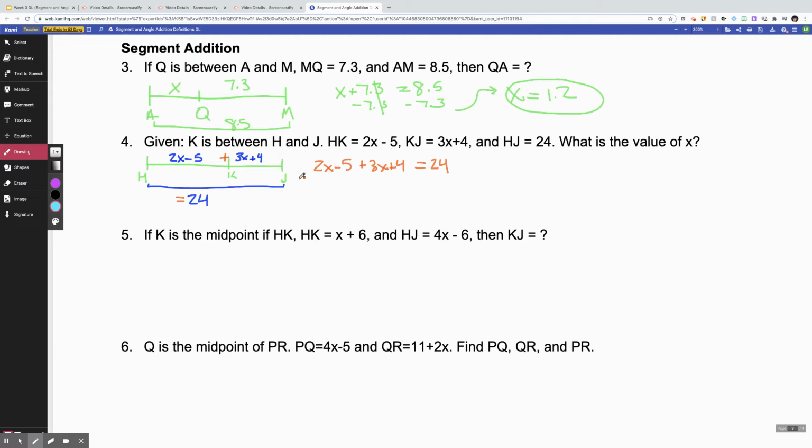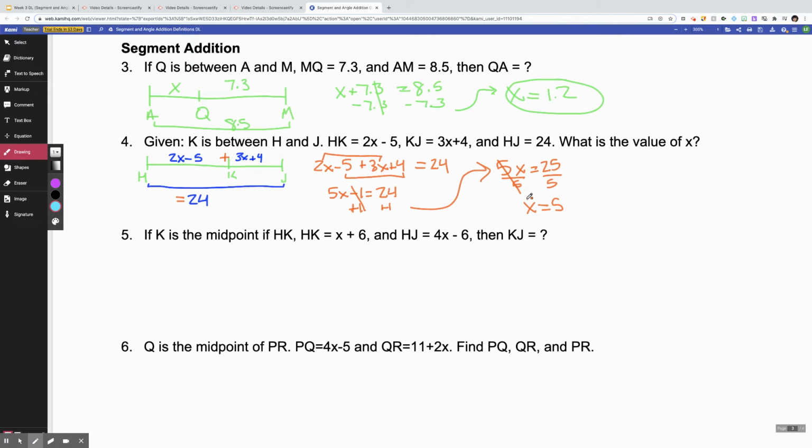So we're going to combine our like terms. I have 2x and 3x, and I have minus 5 and plus 4. So I have 5x minus 1 equals 24. Then I'm going to add 1 to both sides to cancel that out. We have 5x equals 25. And then I'm going to divide by 5, divide by 5, and I get that x is equal to 5.